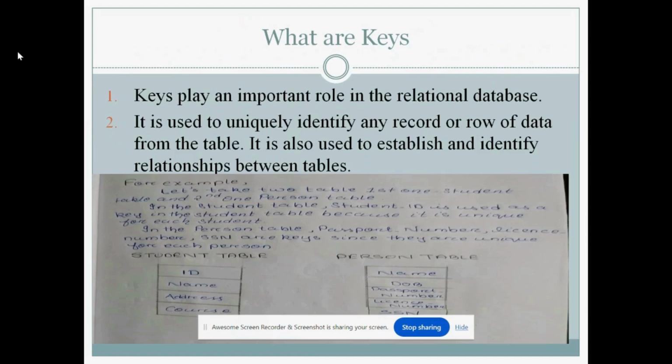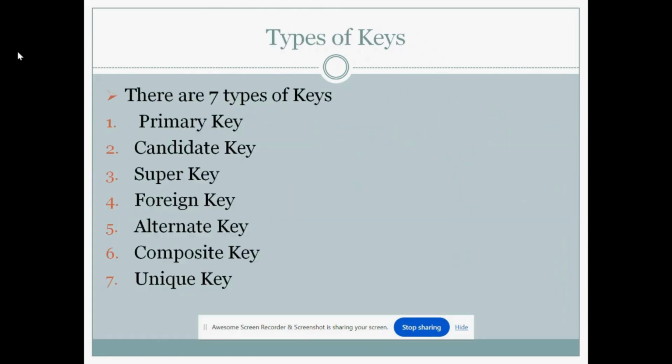For example, let's take two tables. First one is the student table and second one is the person table. In the student table, student ID is used as the key because it is unique for each student. In the person table, passport number, license number, and SSN are used since they are unique for each person. Now coming to the types of keys, there are 7 types of keys.